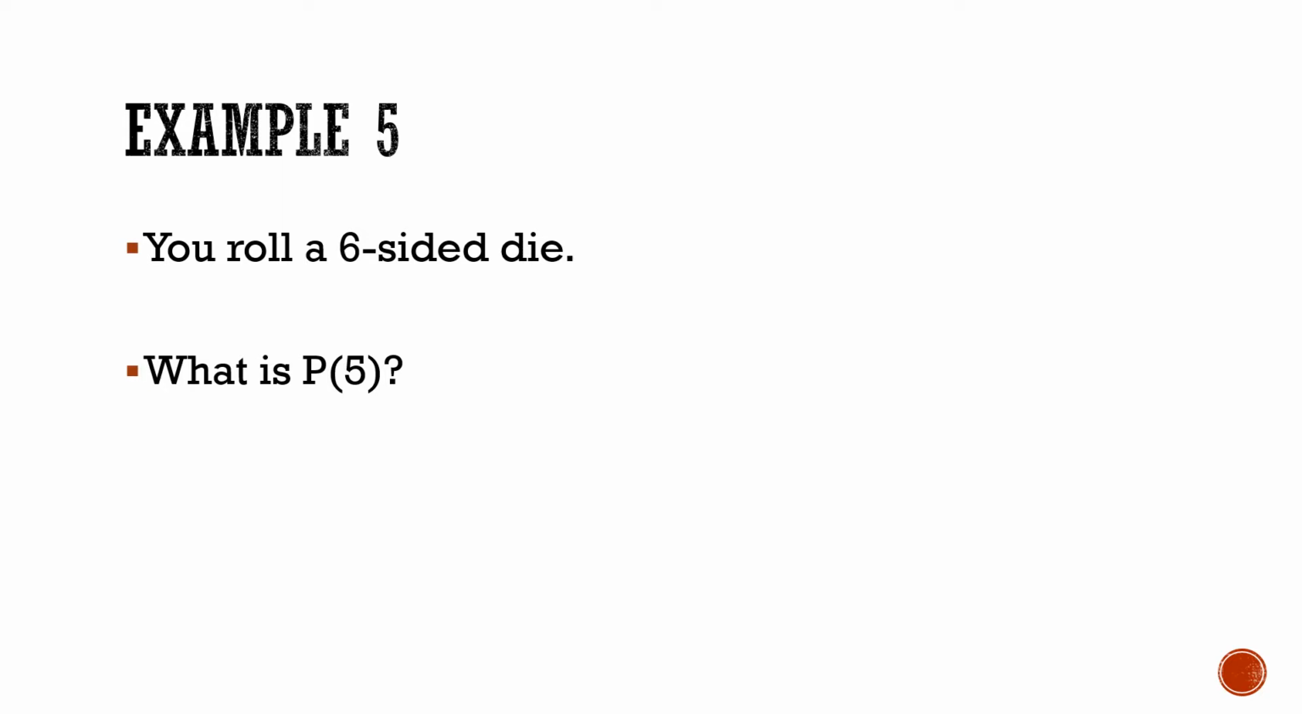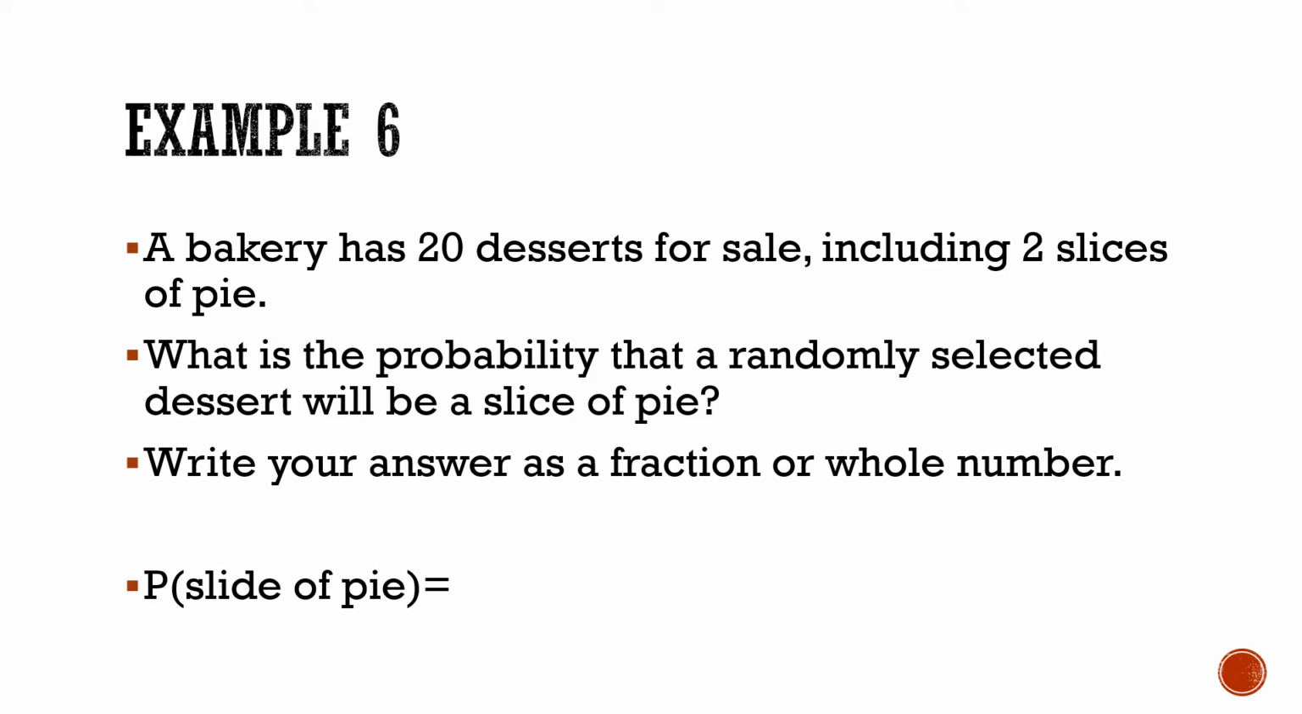Okay, you roll a 6-sided die. What is the probability of rolling a 5? Well, there's only one side on a die that has the 5 on it, so 1 out of 6, and that is already simplified. A bakery has 20 desserts for sale, including 2 slices of pie. What is the probability that a randomly selected dessert will be a slice of pie? So 2 out of 20 would simplify to 1/10.